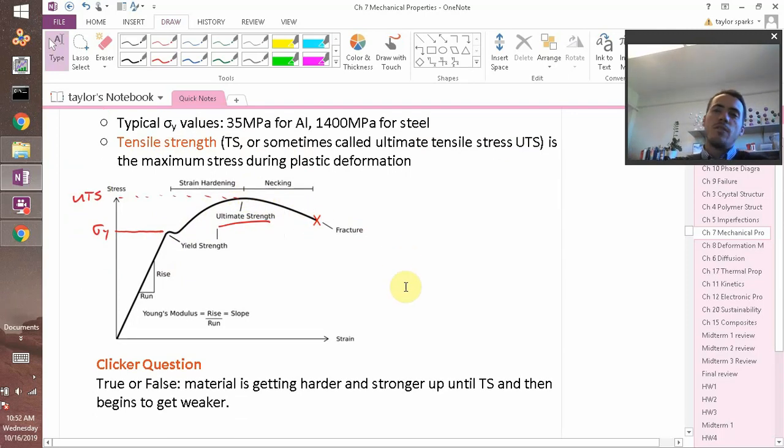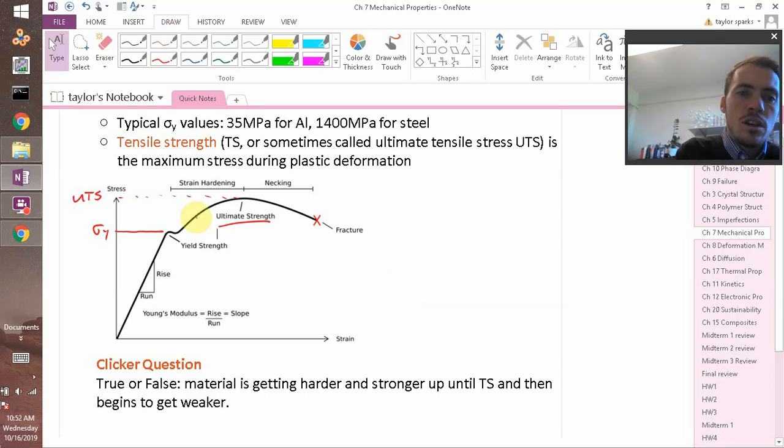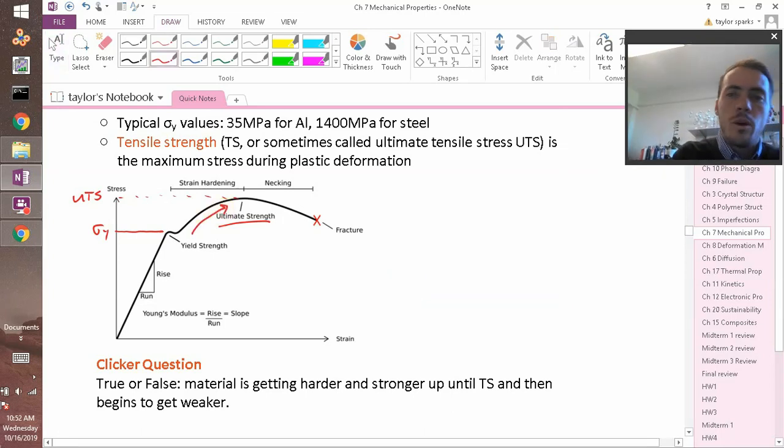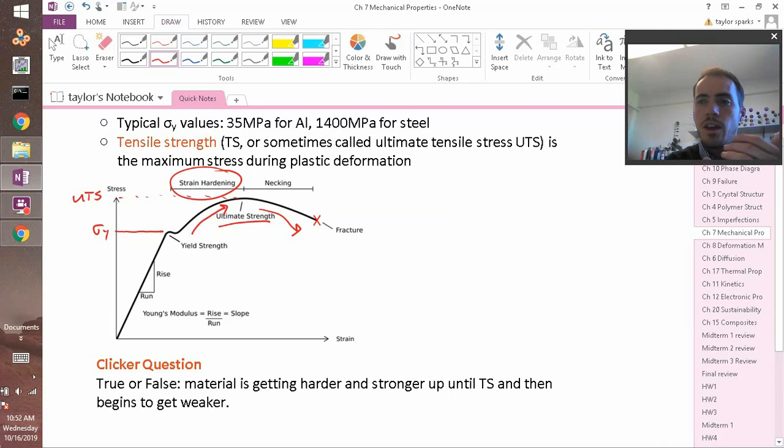So it's a fair question. What do you think is happening? It seems to me you see it getting stronger all the way up through there. Even though it's deforming, it's still tolerating a higher and higher load, right? Up to some maximum stress. And then it starts to get weaker. So next chapter, we'll learn why things get harder as we load them. It has to do with something called strain hardening, which has to do with the dislocations moving in a material, and then they start running into each other, and then they can't move as easily, so it's getting harder. We'll talk about that next chapter.